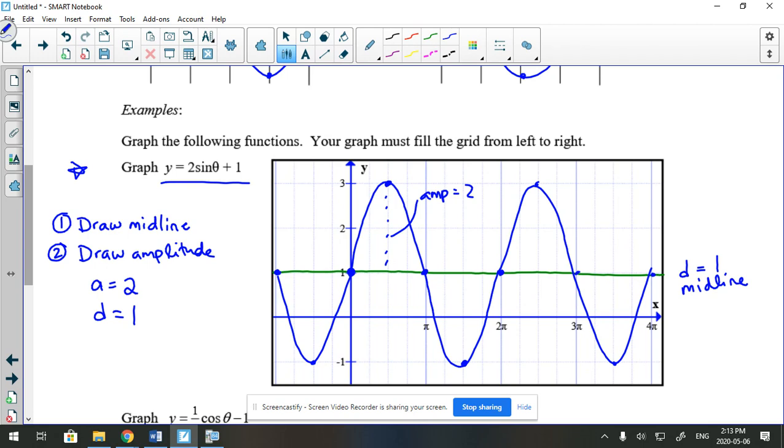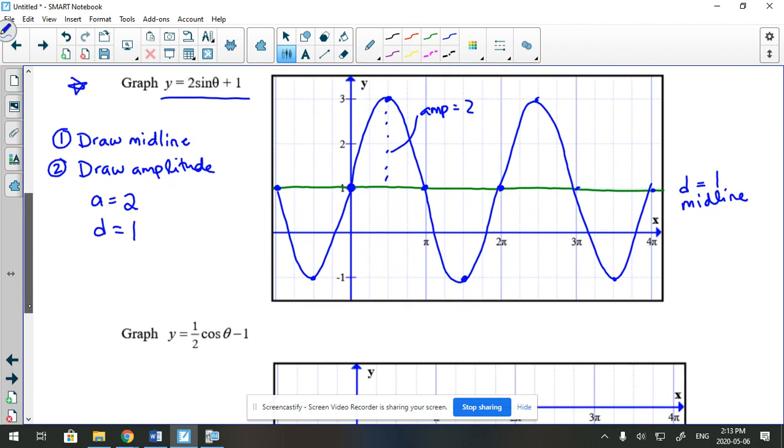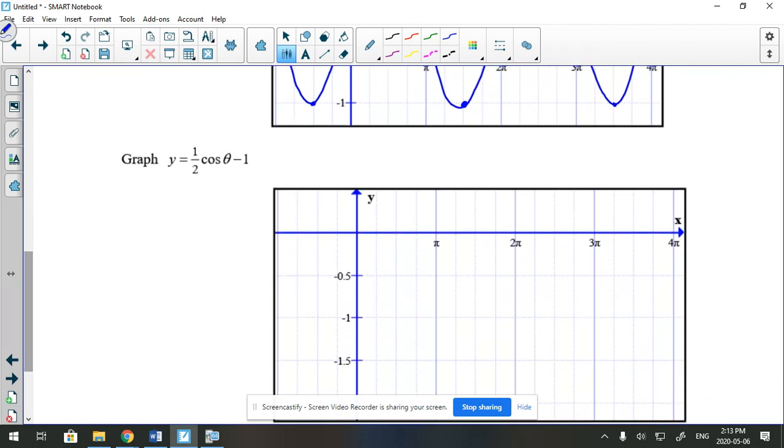And that one's done. You can look at my cos graph if you like. I won't go through the whole thing, but notice how I started at my amplitude. You'll see your midline's at -1. But with a cosine graph, you're going to start with your highest point instead of starting at the midline. And you can see it's at a half. So that means it's going to move up half a unit and then carry on from there.